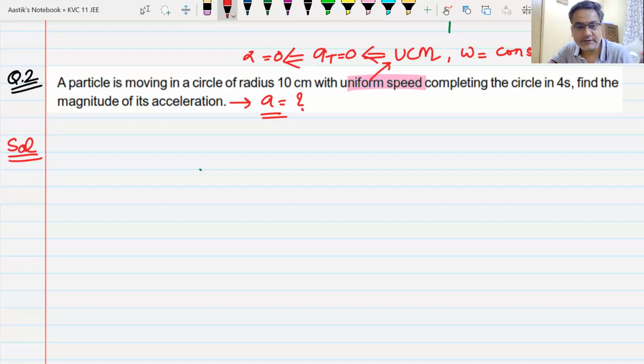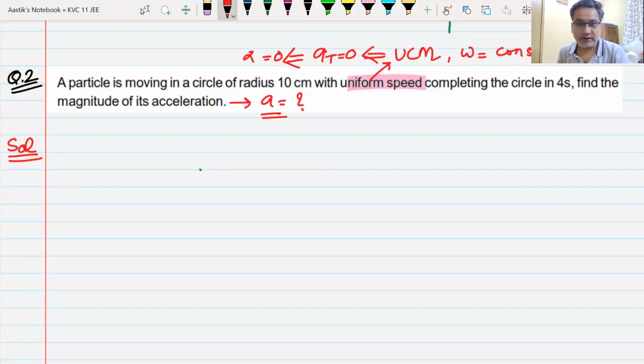Yes, do we have an answer? 0.62 meter per second square, sir. 0.62 meter per second square. How did you get it?